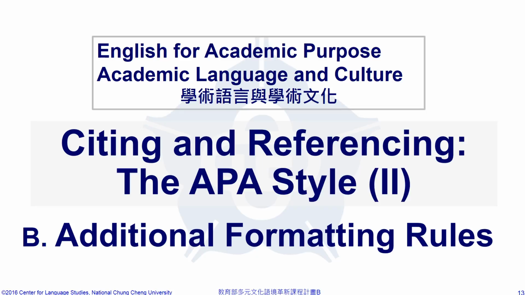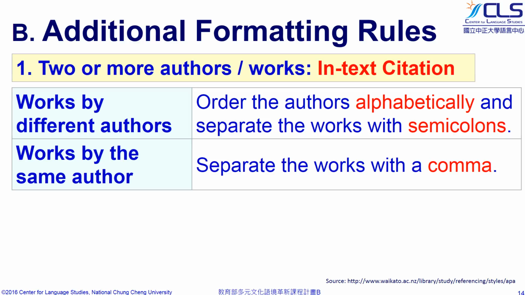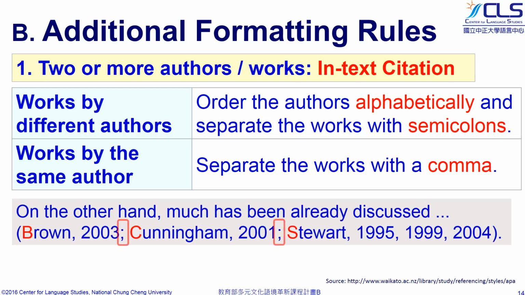Next, let's go through the additional formatting rules of the APA style. First of all, when citing two or more works by different authors, we should order the authors alphabetically as they would appear in the reference list, and separate the works with semicolons, but for works by the same author, we use commas to separate them.